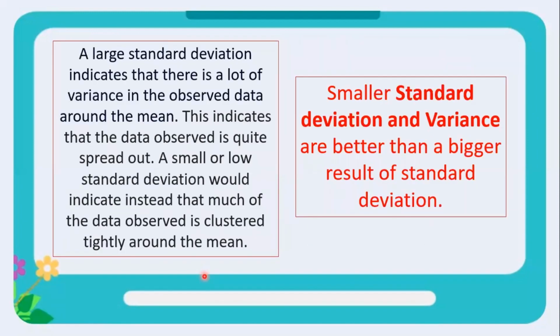So as a summary, a large standard deviation indicates that there is a lot of variance in the observed data around the mean. This indicates that the data observed is quite spread out, while a small or low standard deviation would indicate instead that much of the data observed is clustered tightly around the mean. Smaller standard deviation and variance is better than a bigger result of standard deviation and variance.